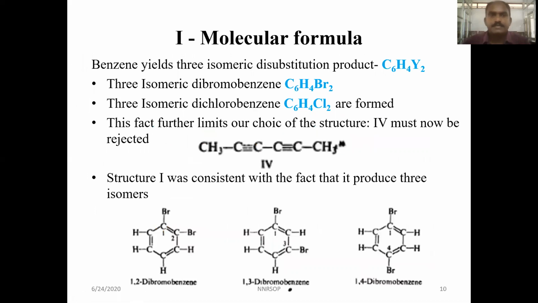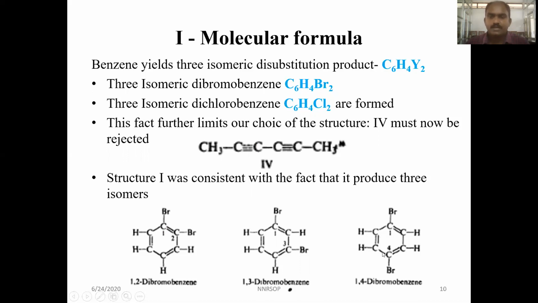The third point is that benzene yields three isomeric disubstitution products. Whenever benzene is reacted with 2 moles of bromine, it gives rise to dibromobenzene. When benzene is reacted with 2 moles of chlorine, it gives dichlorobenzene. The point here is that benzene gives rise to 3 derivatives, that is 1,2-dibromobenzene, 1,3-dibromobenzene, and 1,4-dibromobenzene.